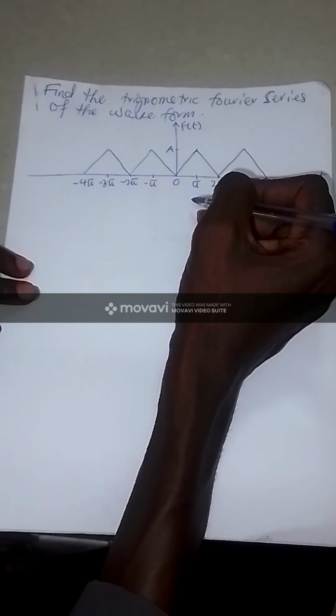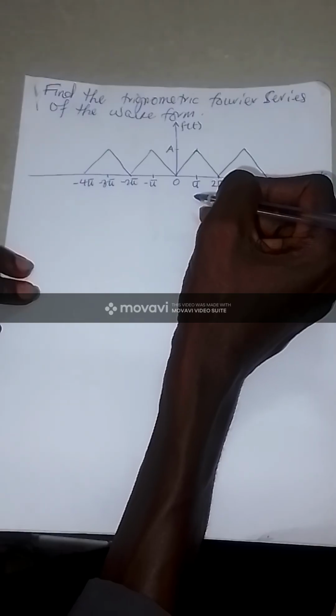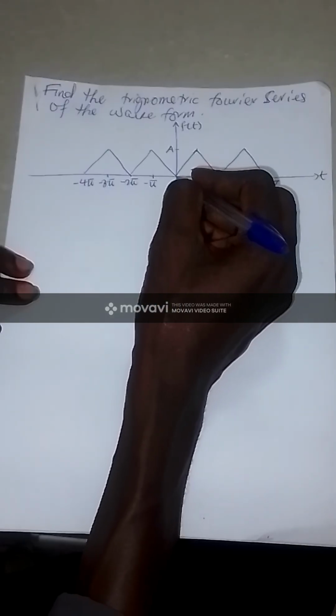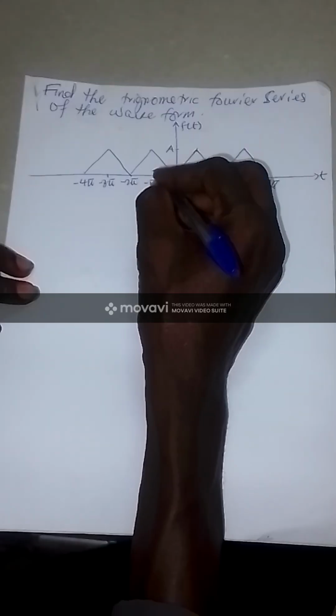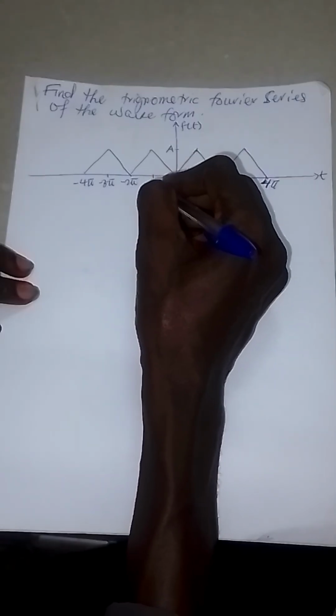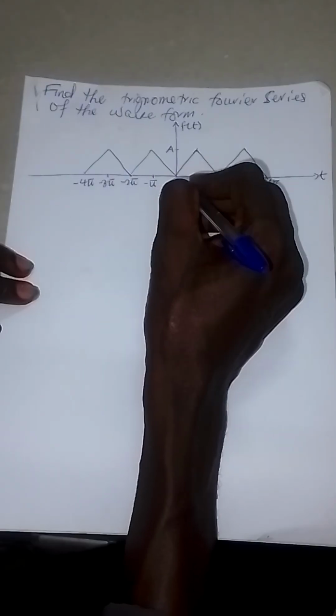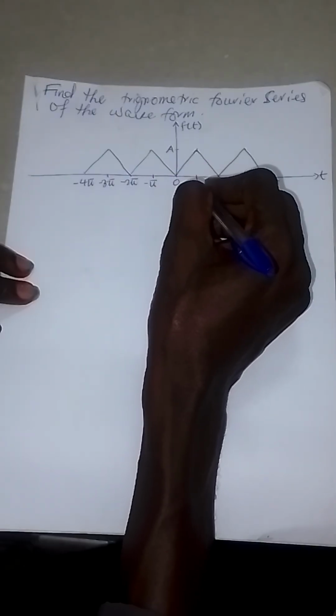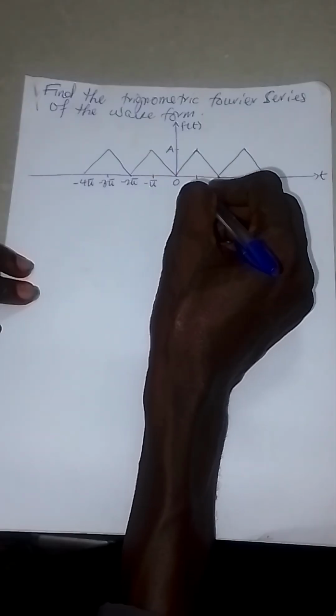But it is good to take the period from a point which will make our calculations easier. Having 0 in the middle will make it easier for us. So I'll take it from minus pi to pi. That will also be 2 pi, because minus pi to 0 is pi, and 0 to pi is also pi. That makes it 2 pi.